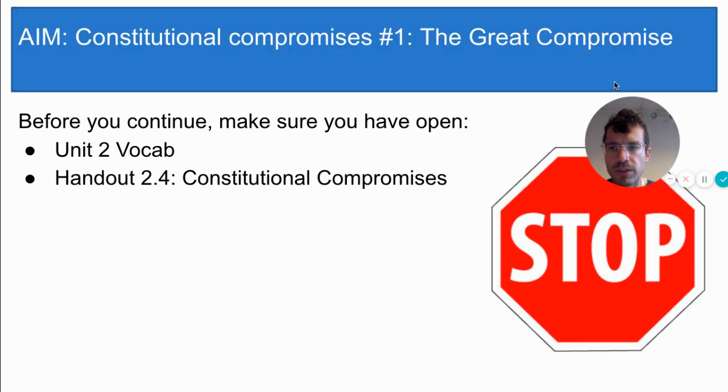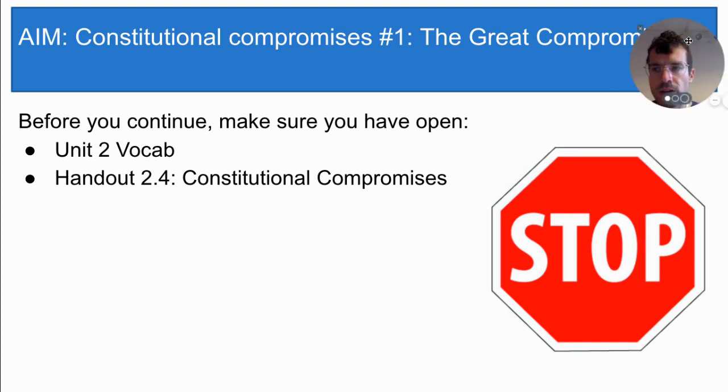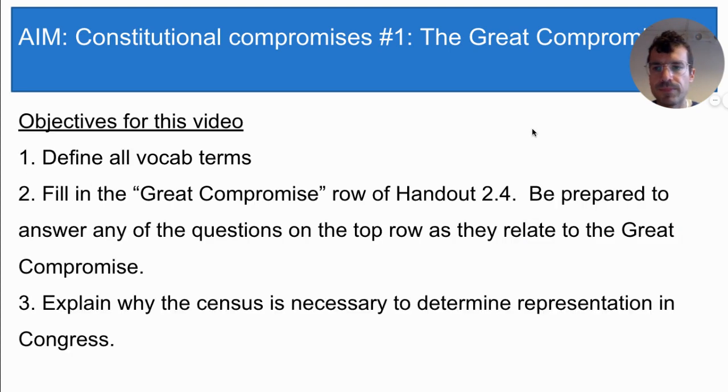Before we begin, please have your Unit 2 vocab sheet open and handout 2.4 Constitutional Compromises. You're going to be taking notes in both of those documents as you watch this video, so please pause the video and take a minute to open both of them before you continue. And here are your objectives. Again, pause the video, look them over, get ready to copy some vocab and take some notes, and make sure that you have handout 2.4 open.